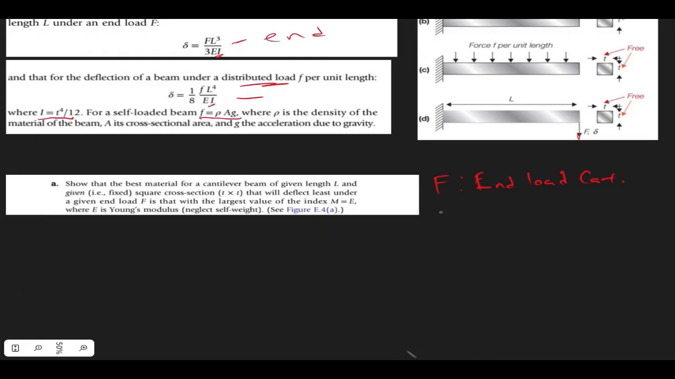So that's the function. Then the constraints: length, cross-sectional area, and a specific load F. That's the constraint. The objective here is to minimize deflection. Then the free variable is the choice of material.